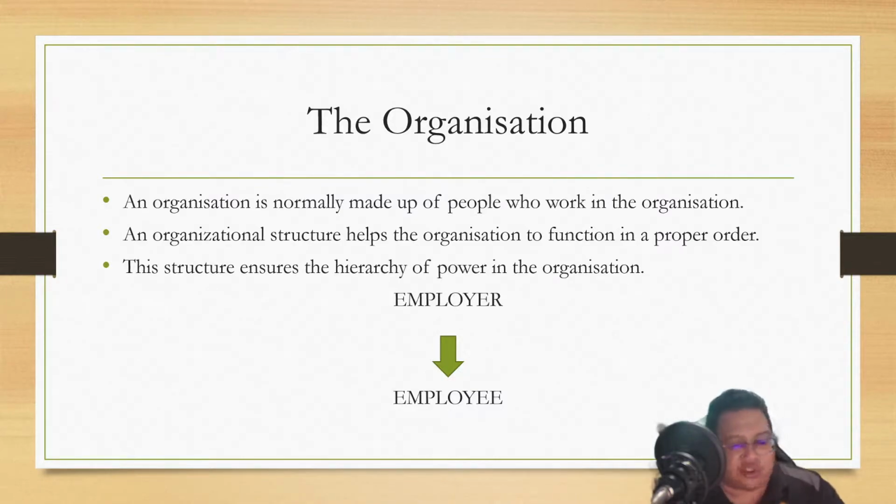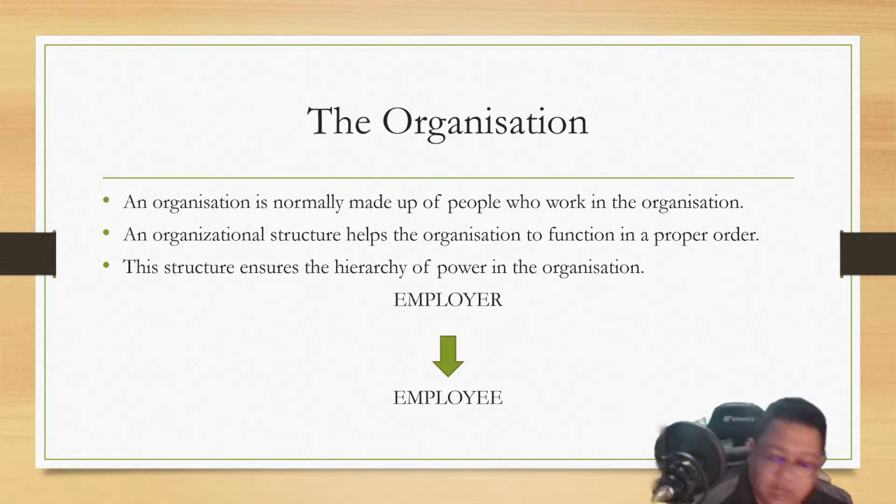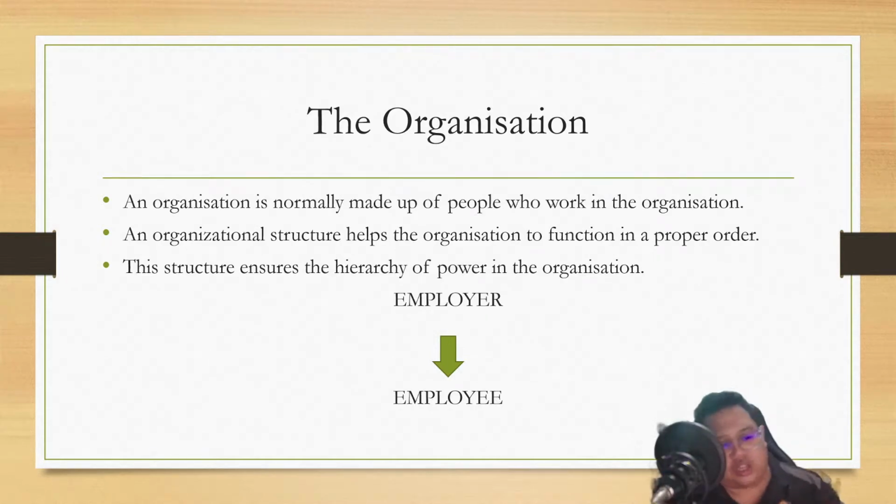An organization is normally made up of people who work in the organization. So you have the boss, the workers, the CEO, the board of directors, and everything. That is an organization. An organization structure helps the organization to function in a proper order. So this structure ensures the hierarchy of power in the organization.